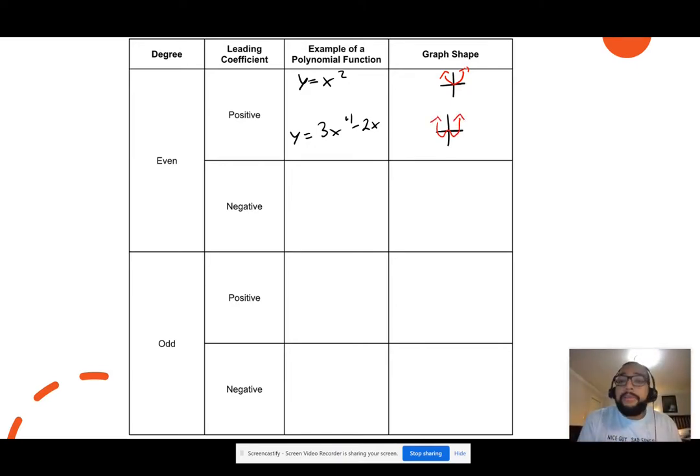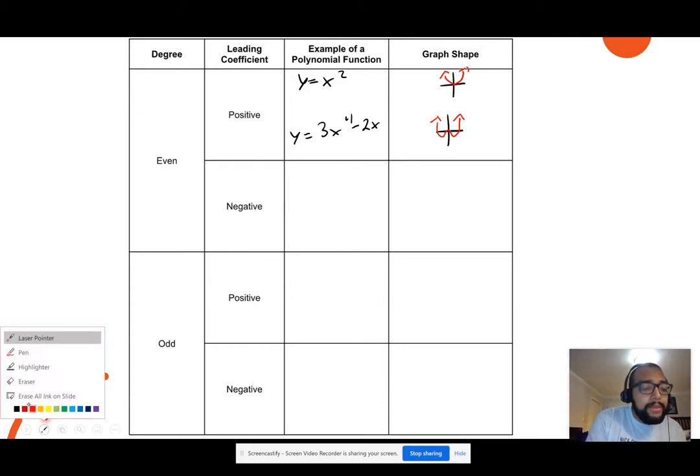Again, this is what the end behavior says: if we have a leading coefficient that's positive and we have an even degree, both of the ends of the graph will be pointing up. I don't know what's happening in the middle. Clearly two different things are happening in the middle, but I know that the ends are going to be pointing up.